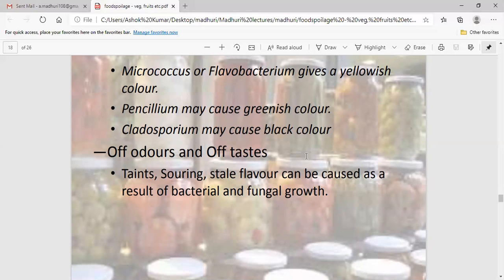And off odors and off taste means odors will change, the smell will change, and the taste will also change. This taint, sour, stale flavor can be caused as a result of bacterial and fungal growth. If the taste or smell is changing, it is mainly due to bacteria or fungi.